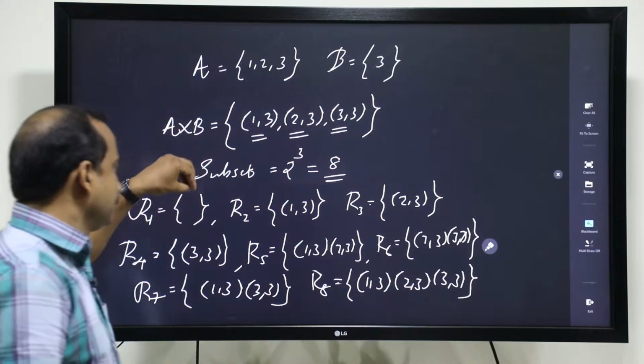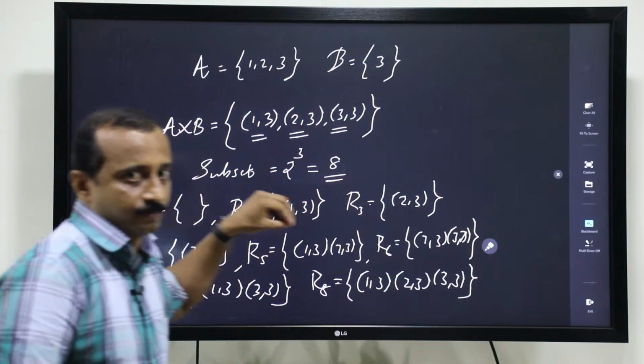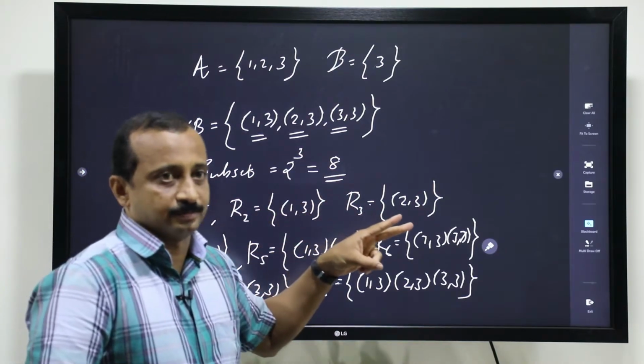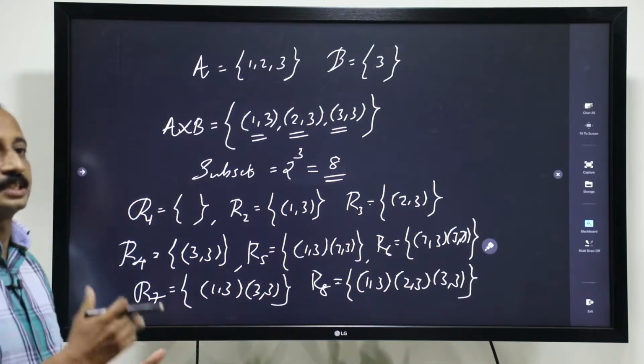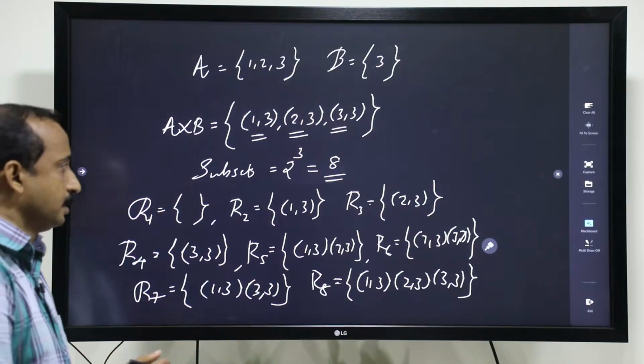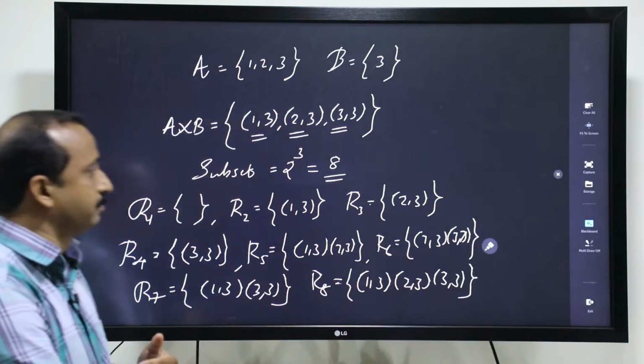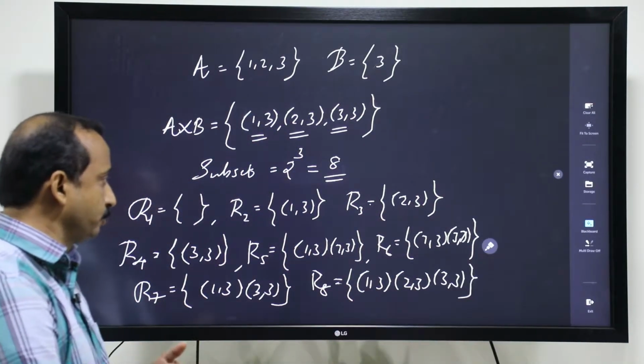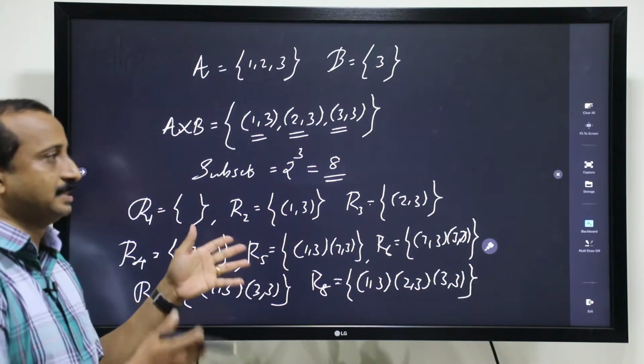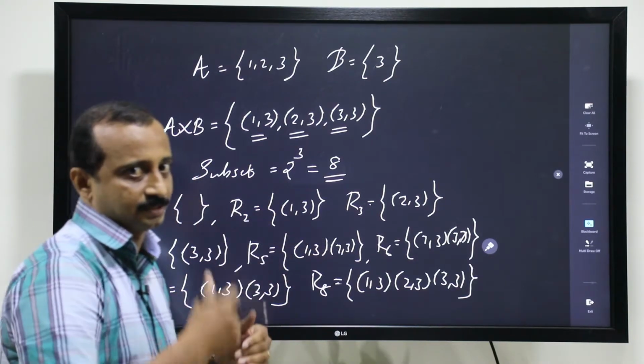Here we write these relations in roster form. There are two ways of representation of a relation. First is roster form and second is set builder form. These relations can be written in the second method, that is in set builder form, using the representation x such that.